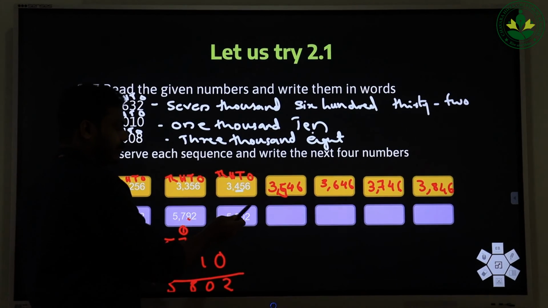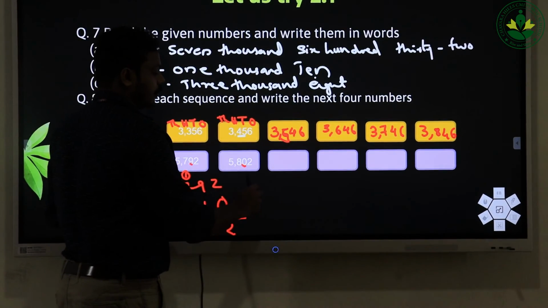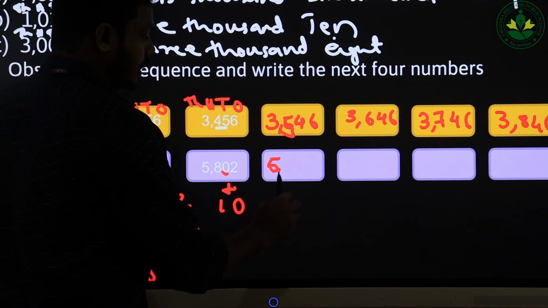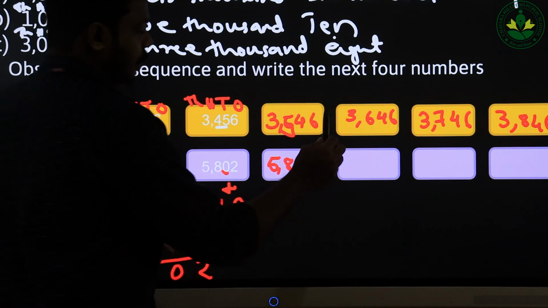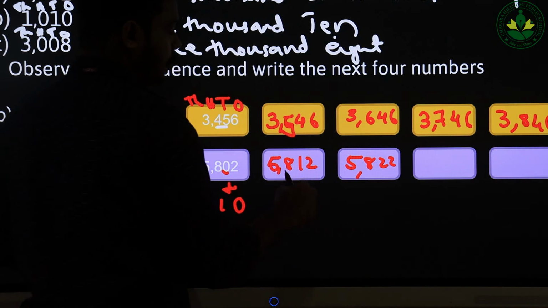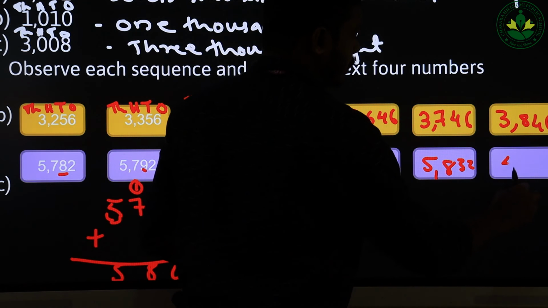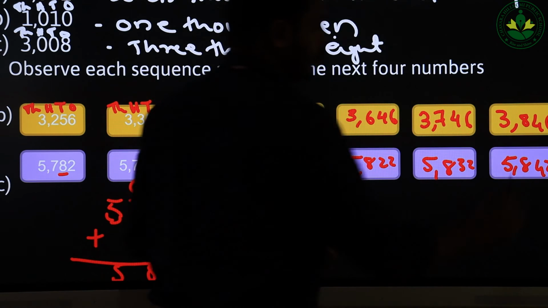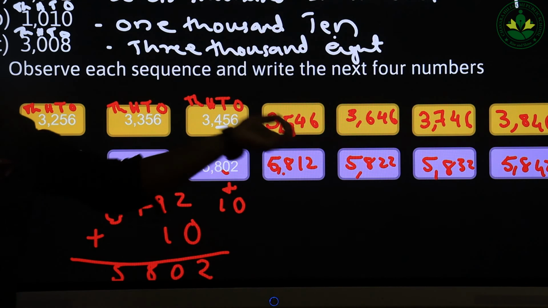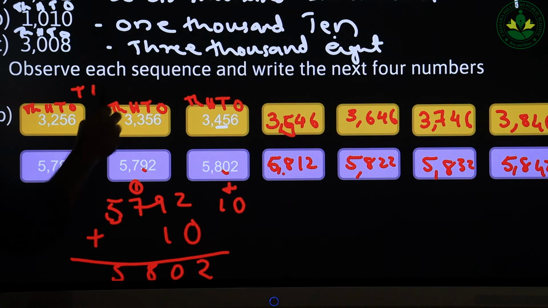We need to add 10 to 5802. 2 plus 10 is 12, so the next number is 5812. 5812 plus 10 is 5822, 5822 plus 10 is 5832, 5832 plus 10 is 5842. In the second sequence, they add 10 to each number, and in the first sequence they add 100 to each number.